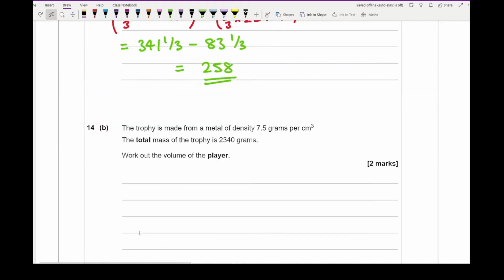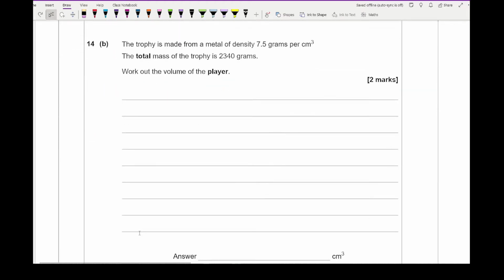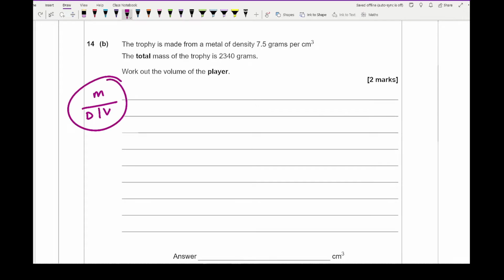Then for question 14b, it says the trophy is made from a metal of density 7.5 grams per cubic centimetre. The total mass of the trophy is 2,340 grams. Work out the volume of the player. So for this, we first of all establish our formula of density equals mass over volume, and this is the sort of triangle we're going to be using. So volume is equal to mass over density.